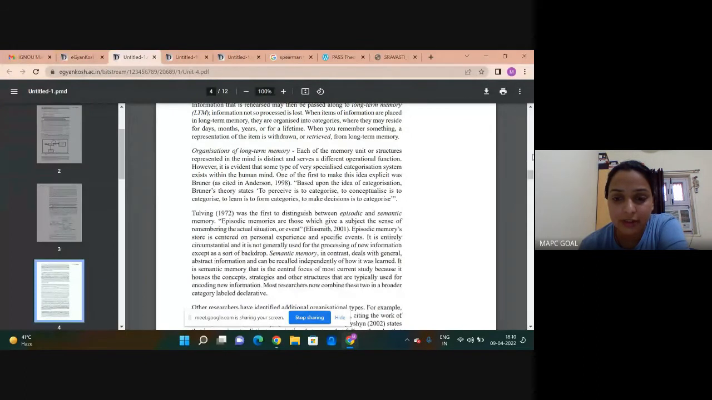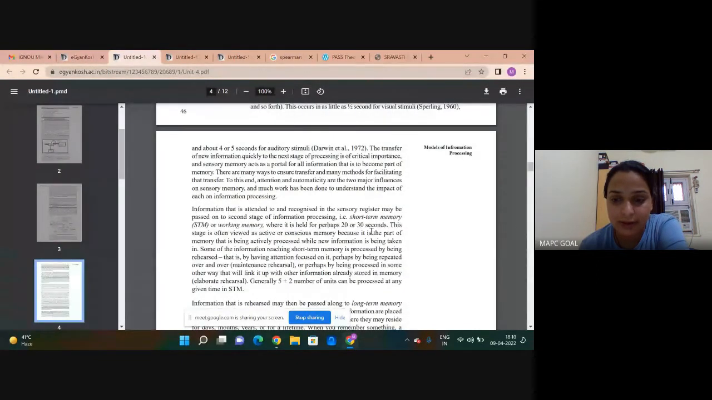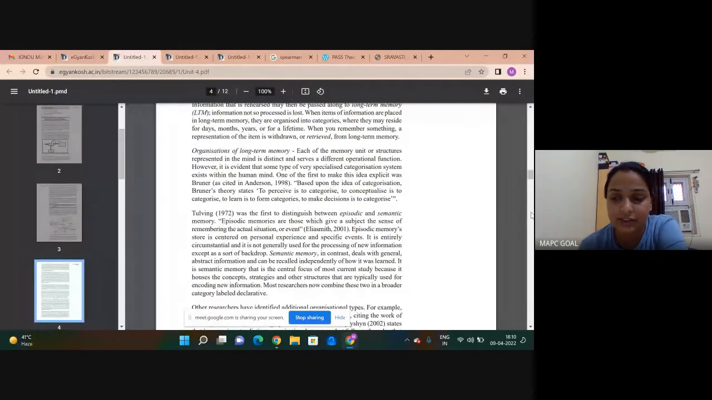And we have already talked about sensory memory and the storage capacity of 20 to 30 seconds for STM. And we have talked about the 7 plus or minus 2 magic number, the research done by George Miller. Now Tulving. The researcher Tulving identified that we have two types of long-term memory. One is episodic memory and the other one is semantic memory. Episodic memory gives a subject the sense of remembering the actual situation or event. So it is episodic memory.